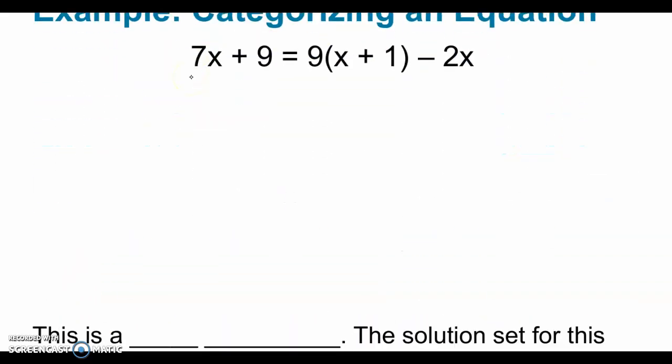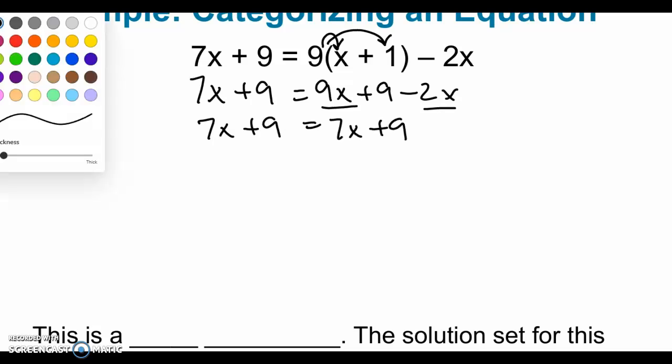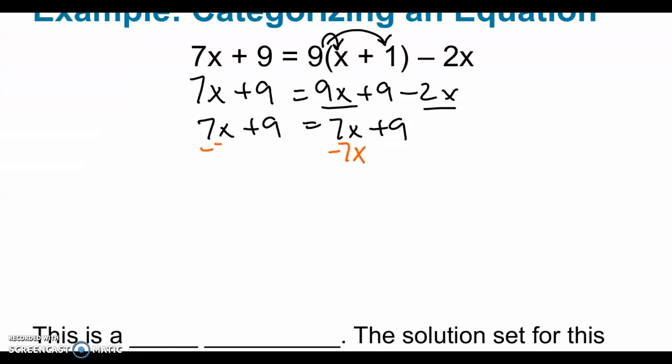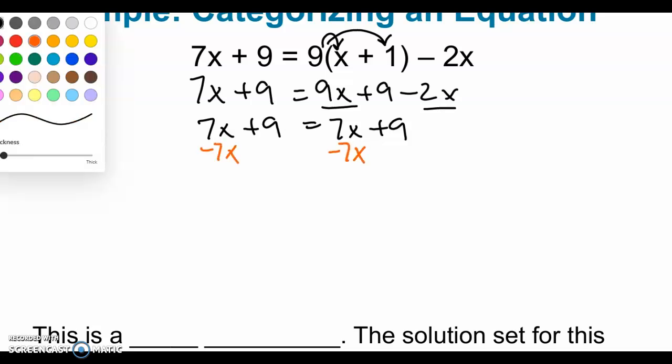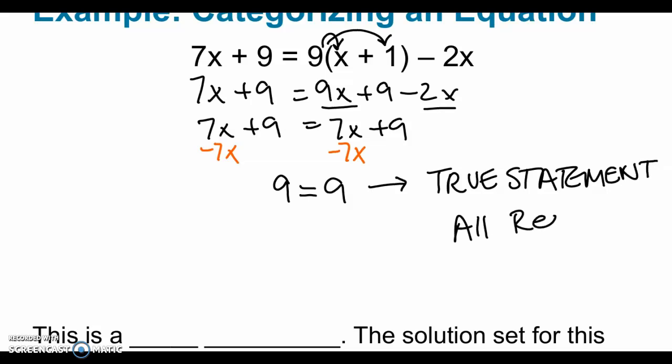In the next one, we have to clear those grouping symbols by distributing this 9. So it distributes to both, and I get 9x plus 9 minus 2x. Now I do have like terms on the right hand side. The 9x and the 2x will combine to give me 7x plus 9. When I go to move my variable terms over to one side, I will see that the 7x zeroes out on both sides. I end up with 9 is equal to 9. This is a true statement. And so if you ever end up with a true statement, you're going to say that your solution is all real numbers.